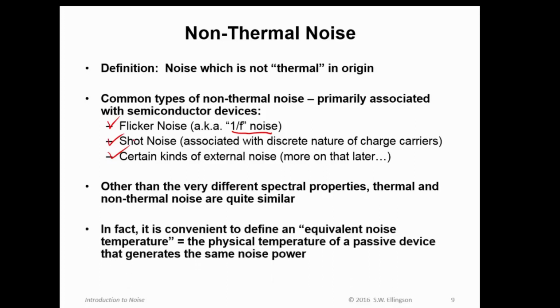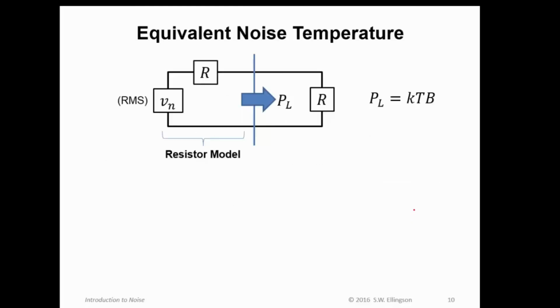And in fact, it's convenient to define an equivalent noise temperature. That is the physical temperature of a passive device, such as a resistor, that generates the same noise power. So what we frequently do to characterize non-thermal noise is we say, look, this device which is producing non-thermal noise is behaving just like a resistor at a certain physical temperature.